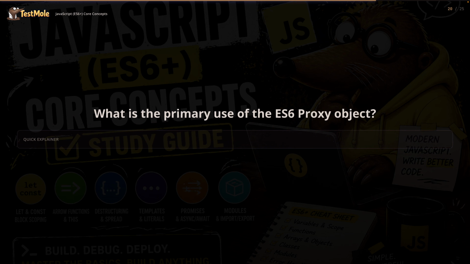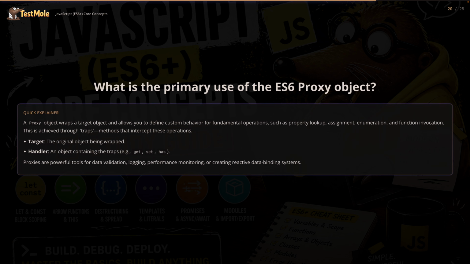What is the primary use of the ES6 proxy object? A proxy object wraps a target object and allows you to define custom behavior for fundamental operations, such as property lookup, assignment, enumeration, and function invocation. This is achieved through traps, methods that intercept these operations. Target: the original object being wrapped. Handler: an object containing the traps, e.g., get, set, has. Proxies are powerful tools for data validation, logging, performance monitoring, or creating reactive data binding systems.